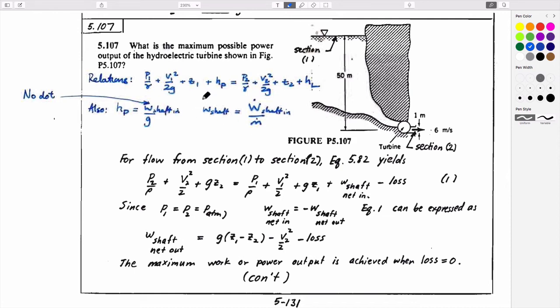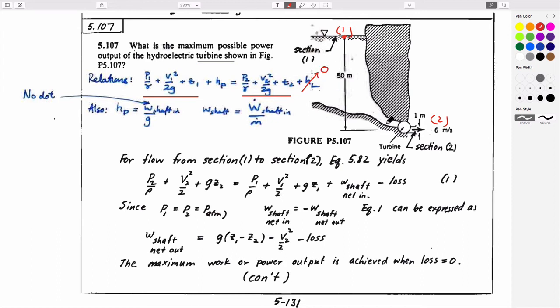So here the question is, what's the maximum power that you get out of the turbine that you showed here? Again, Bernoulli upstream, Bernoulli downstream. We have to write them appropriately at the upstream and downstream locations. In this case, what's the maximum you get out of it? The maximum is when the head losses in the system are zero.